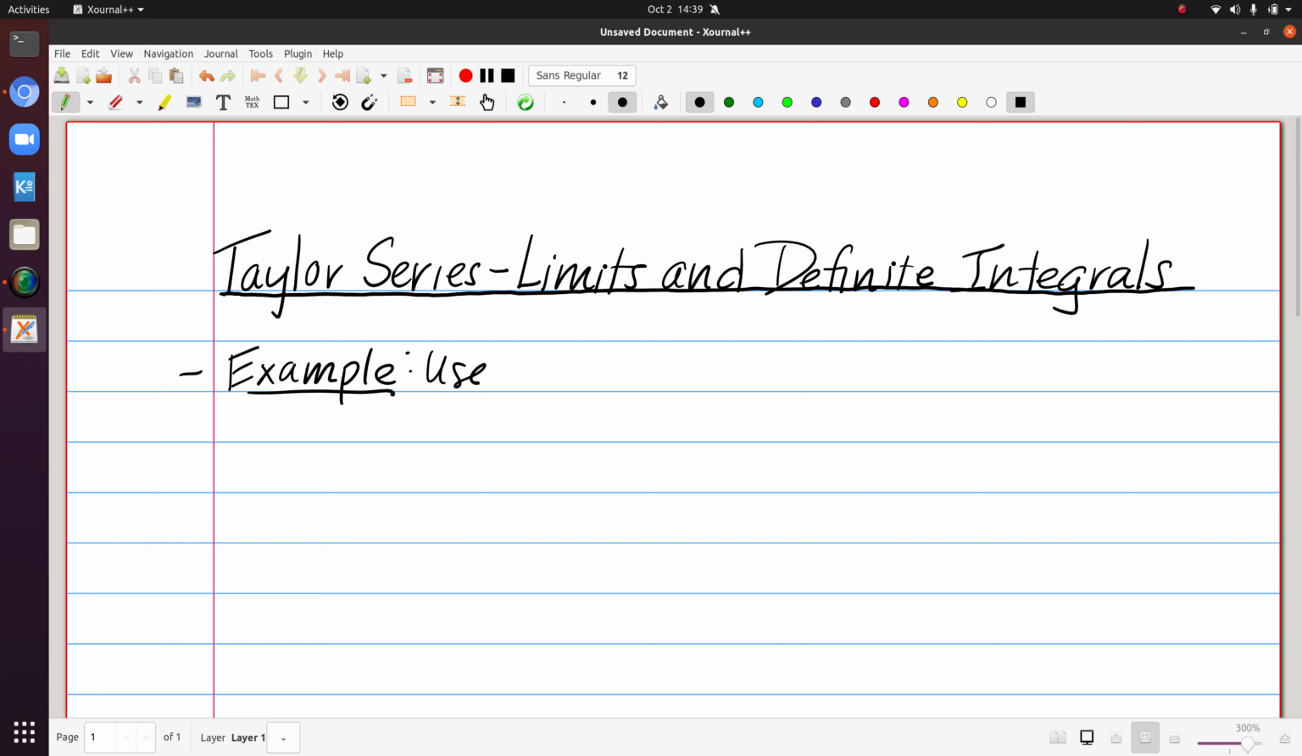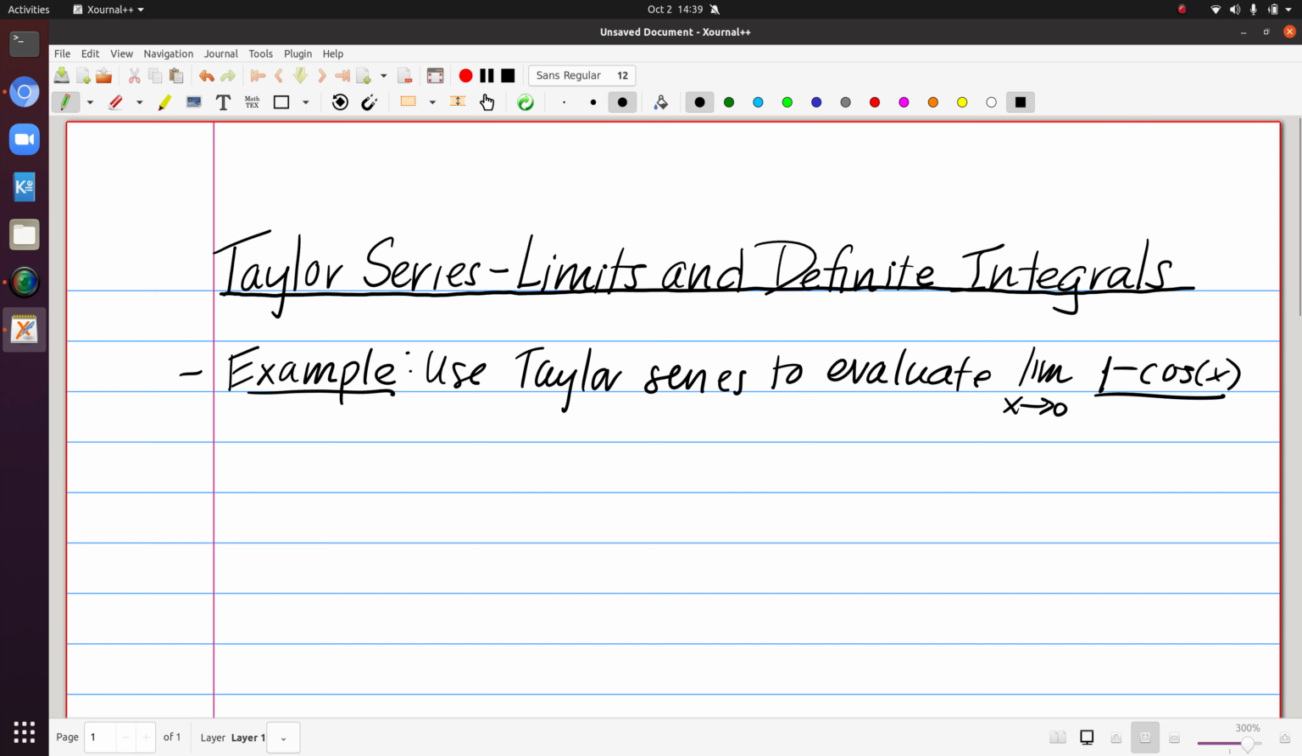So if we're asked to use Taylor series to evaluate the limit as x approaches 0 of 1 minus cosine of x all divided by x squared. Now, in trying to find this limit, if I were to plug in x equals 0, what's significant is I would get 0 divided by 0. Now, that is an indeterminate form, and we could avoid using Taylor series if we just used L'Hopital's rule.